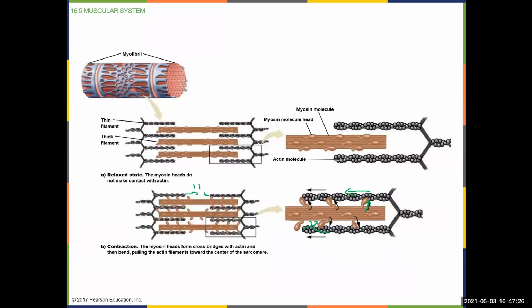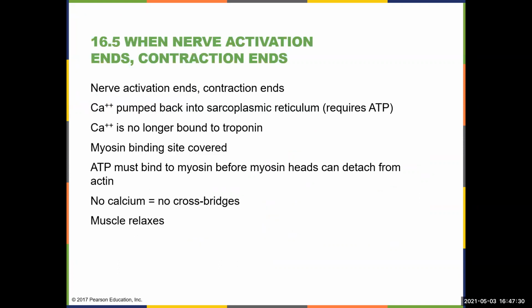Okay. Once the nerve activation ends and the stimulus goes away, the calcium is reabsorbed back into the sarcoplasmic reticulum. This requires energy in the form of ATP. The calcium is no longer bound to the troponin tropomyosin complex, and so the myosin binding sites are now covered. But then ATP has to bind to the myosin heads so that they can be released from the actin.